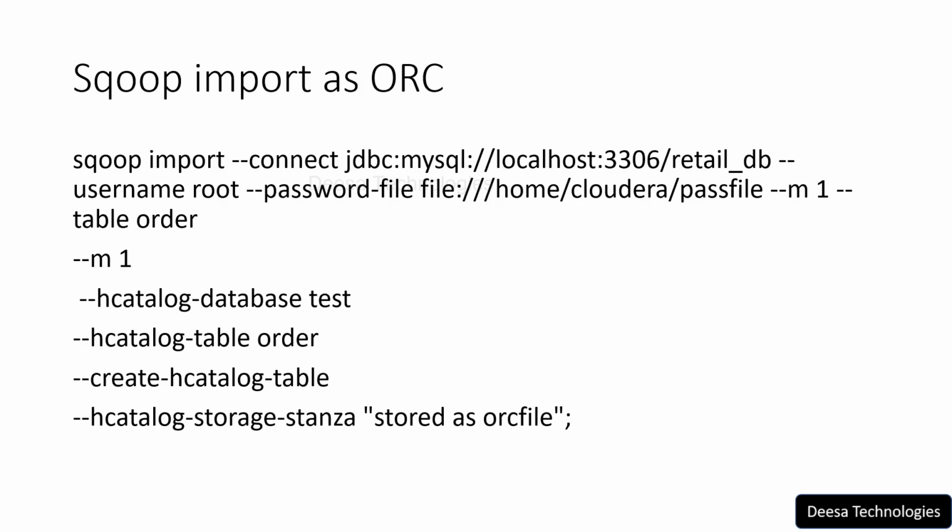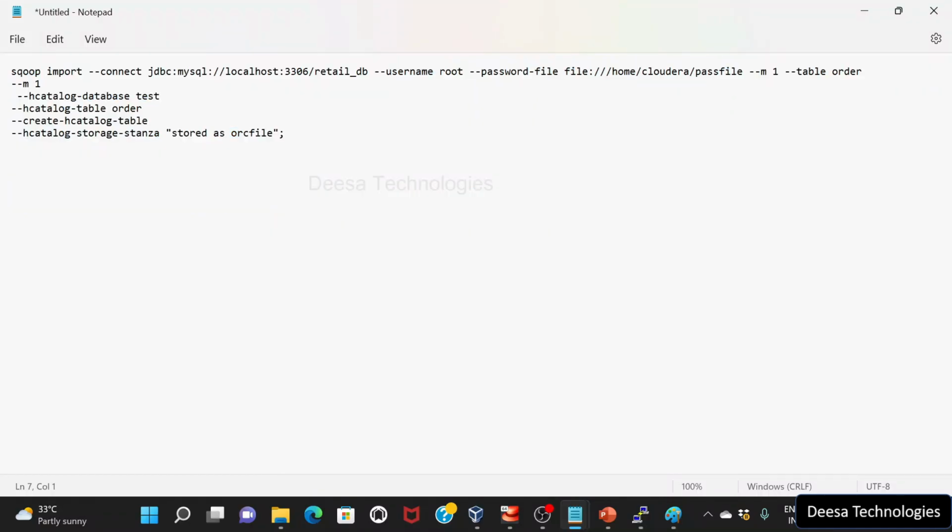So this is how we import it as an ORC. We have the Sqoop import where we are connecting to the MySQL database. We have the table name, then M1, then the HCatalog database test. This is a test database that we are creating. Then the table name that we are mentioning, and then we are saying stored as ORC file. This is important. When you say stored as ORC file, the table will be created and then the data will be stored in ORC. Okay, so let's go ahead and execute this command. Let me change it to orders, right? So this is the command that we have.